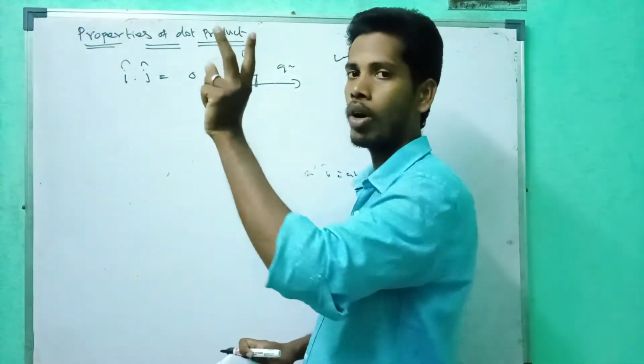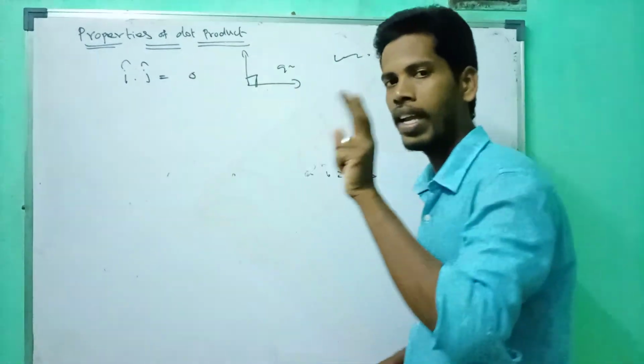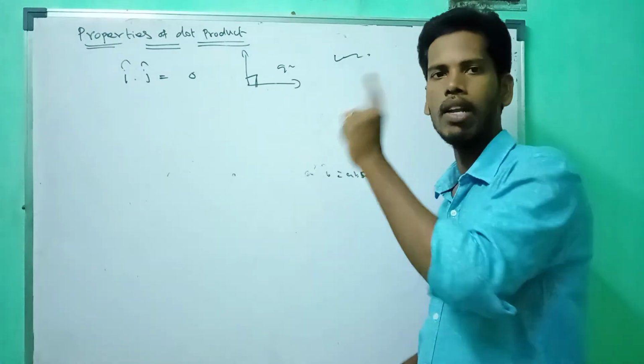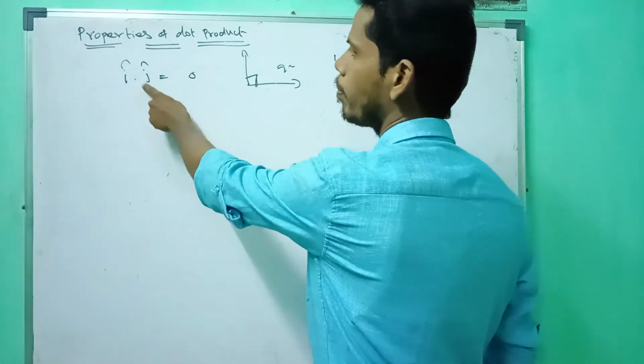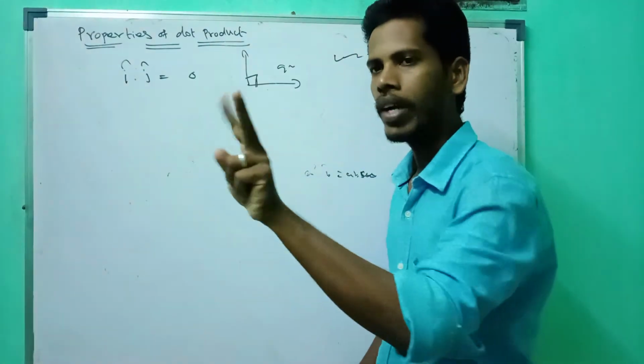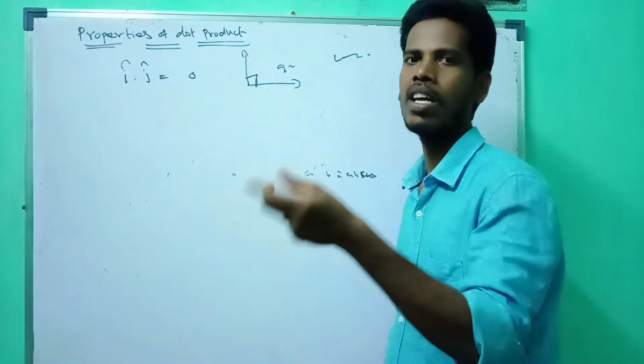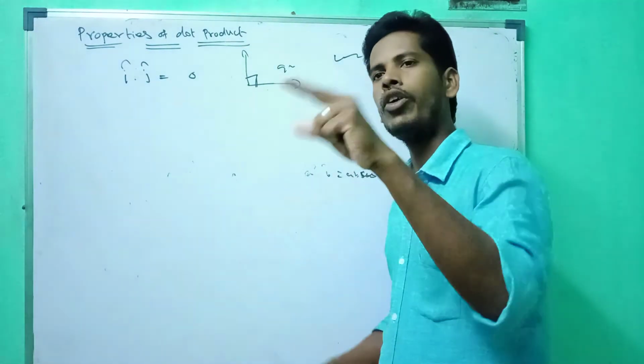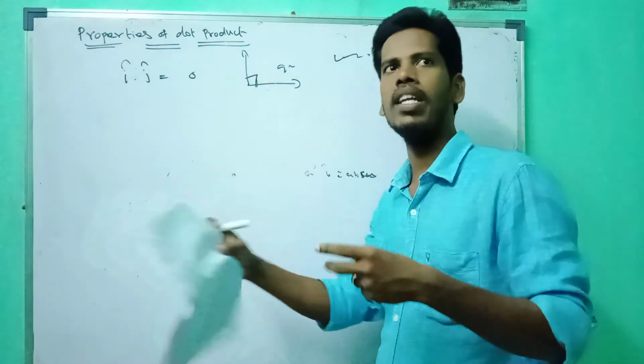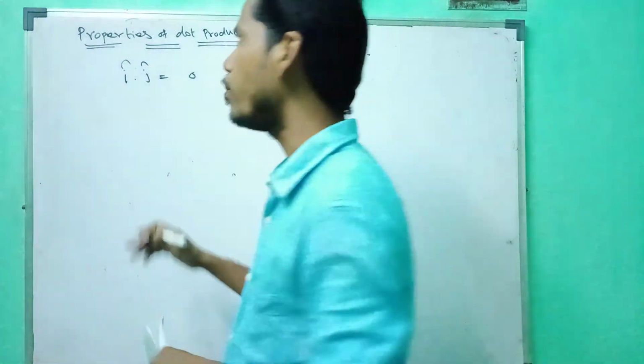It is a very important conclusion. If you take i cap dot i cap, the value will be 1. If you take i cap dot j cap, it will be 0. If you take the dot product of the same component, the same axis, it will be 1. If you take the other, I mean opposite vectors, opposite caps, it becomes 0.